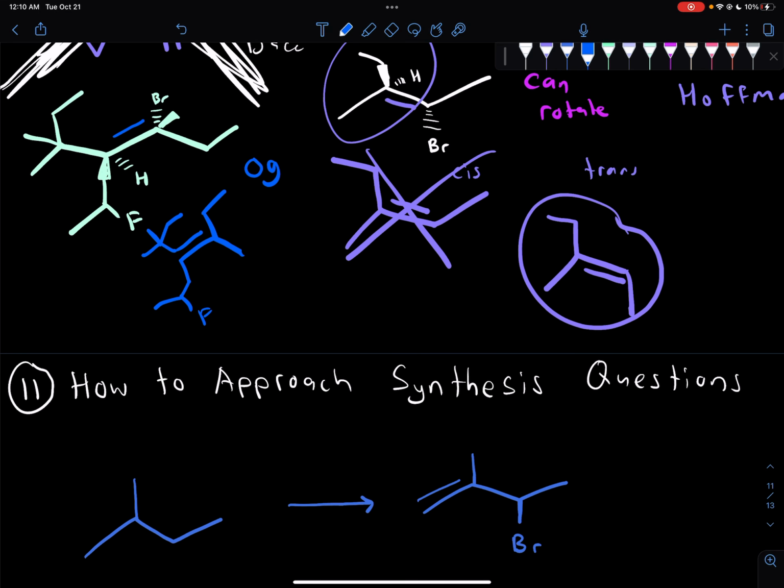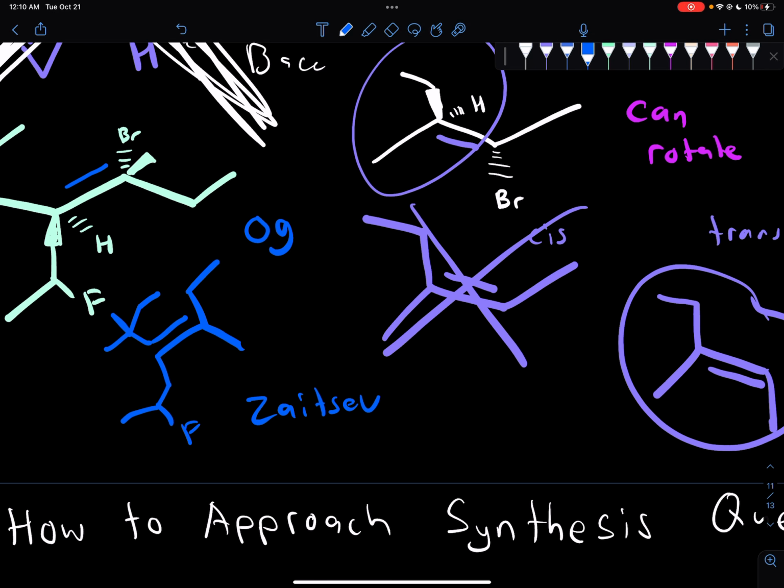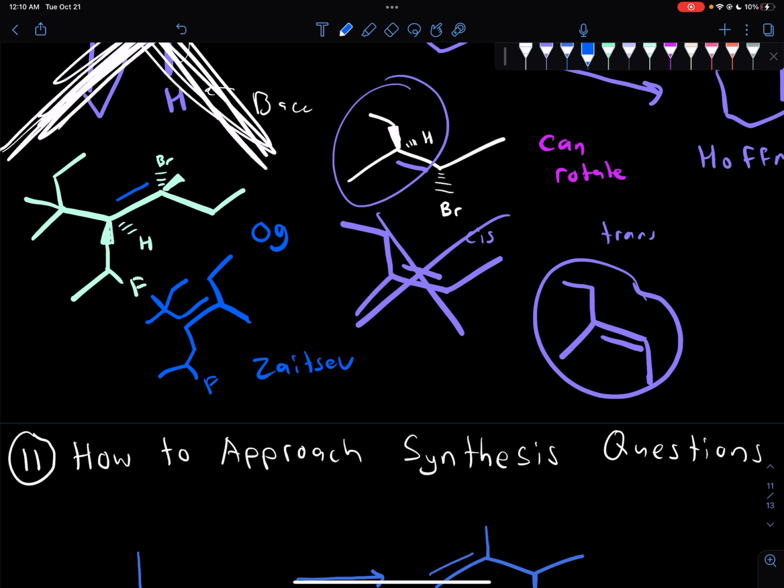So look at this. You have a Zaitsev product, the tetra-substituted product, and it's possible, right? It didn't look like it was possible at first, but it is possible. So that's how you can approach these.